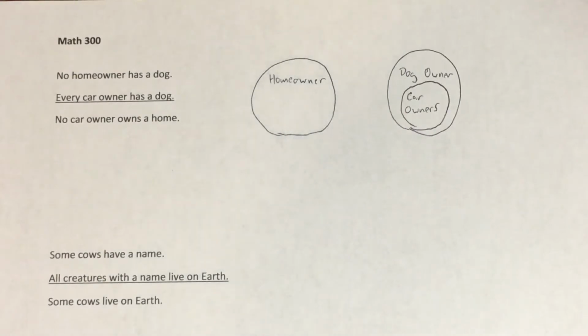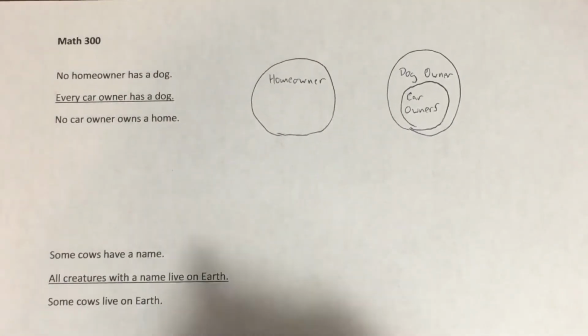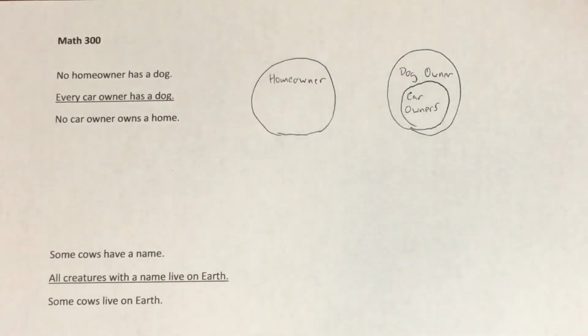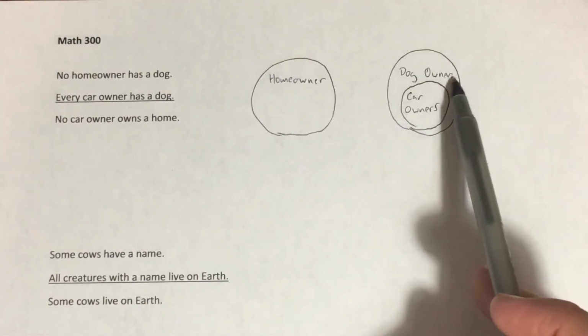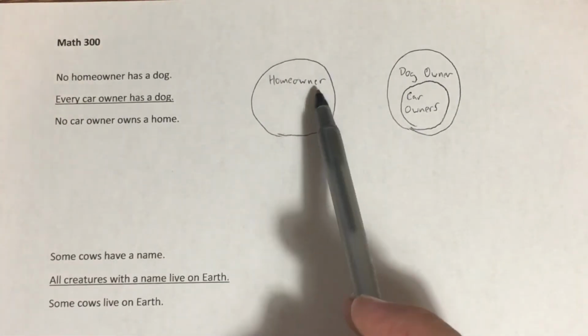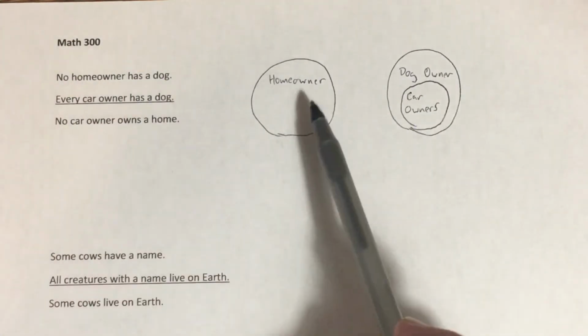Now, let's think about the conclusion. No car owner owns a home. If you think about how we did these premises, I had to draw this diagram this way. There was no other way to draw it, because this set of car owners has to be completely contained in the set of dog owners, according to my second premise, and this set of homeowners has to be completely separate from the set of dog owners, according to the first premise.